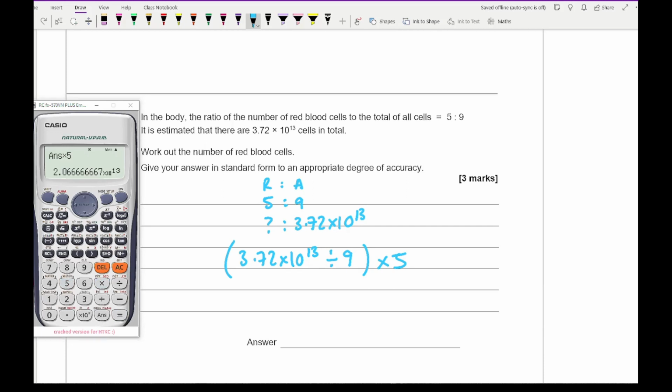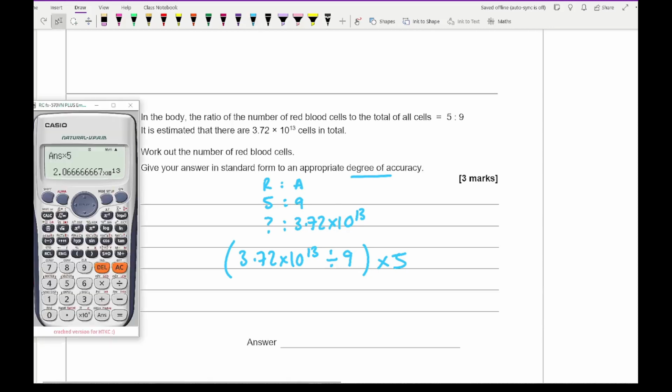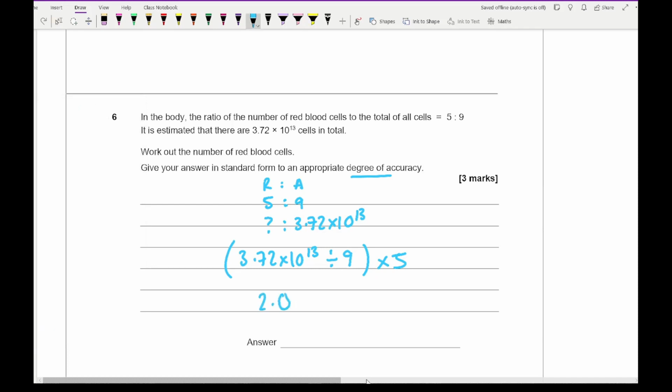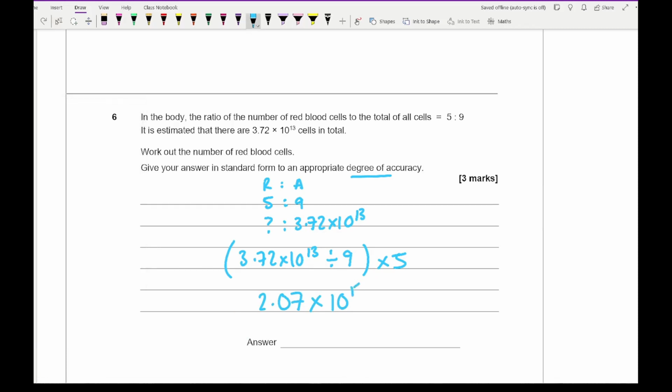So in terms of an appropriate degree of accuracy, let's get that answer back up. I would say either an answer of 2.07 times 10 to the power of 13, or you can write it as 2.1 times 10 to the power of 13, or you can write it as 2 times 10 to the power of 13.